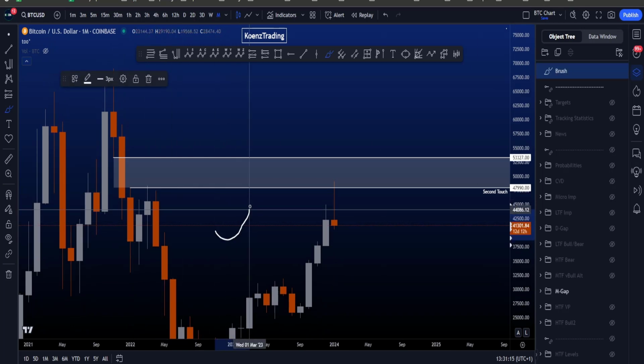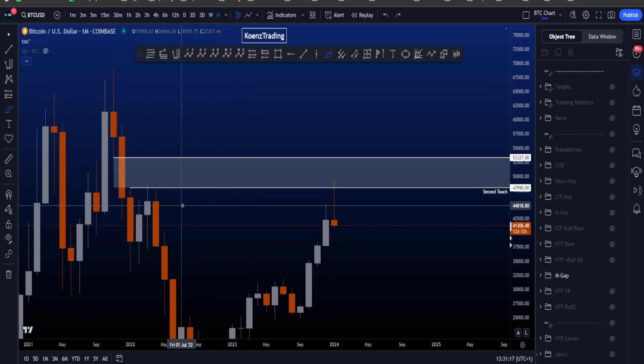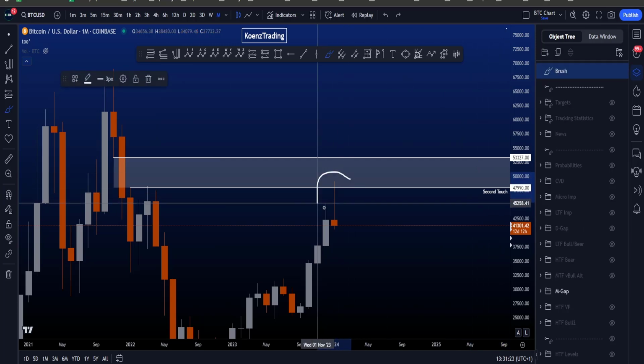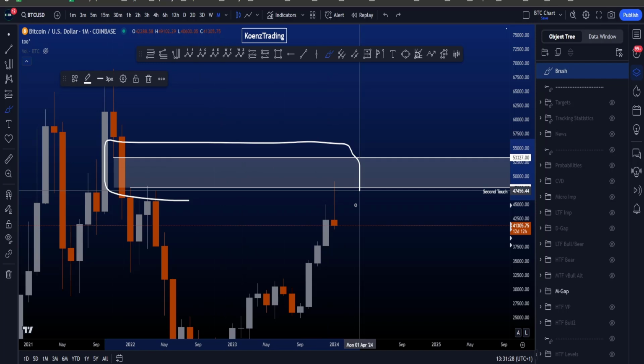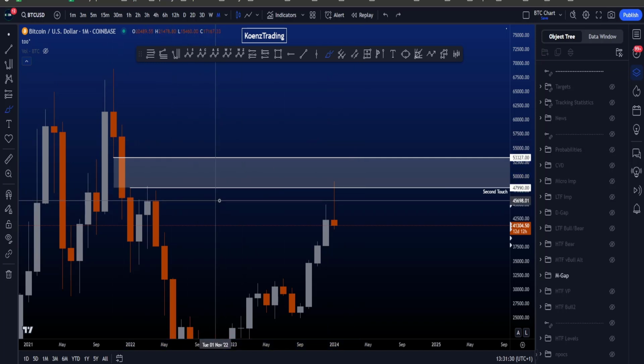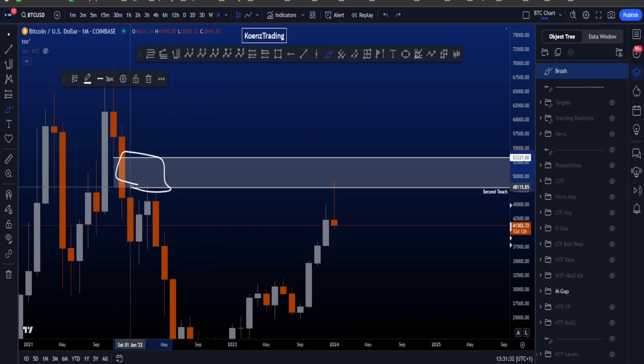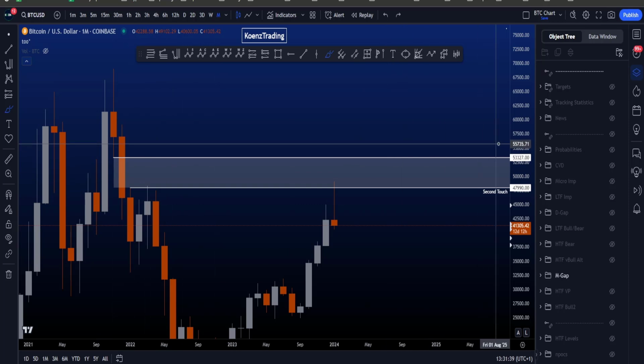However, when you retrace back to a gap for the second time, it increases the probabilities to fill the gap to the upside. And that is why I wrote a second touch, which means this candle over here on the monthly has touched this gap for the second time, which does increase the probabilities that price will fill this gap to the upside, where the target to the upside is 53.3k.